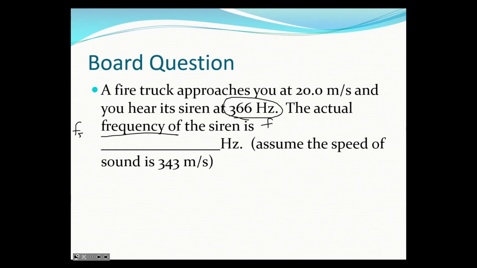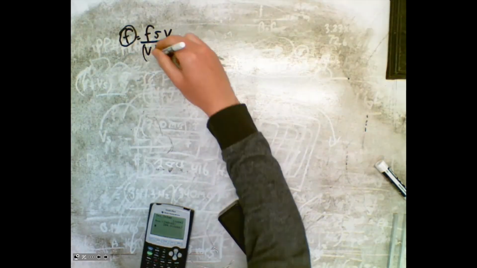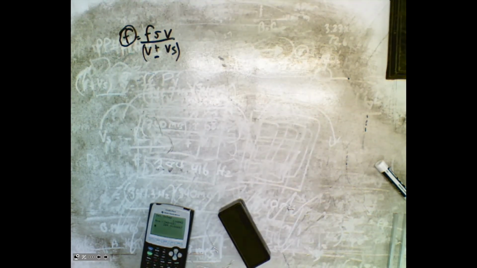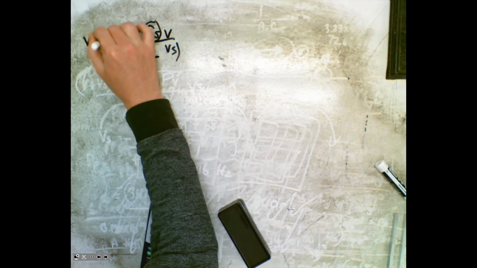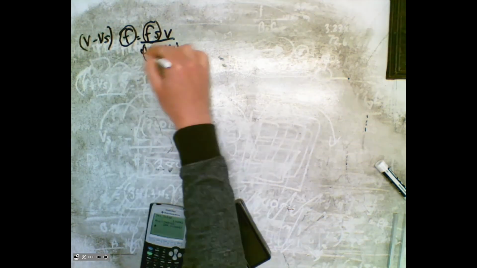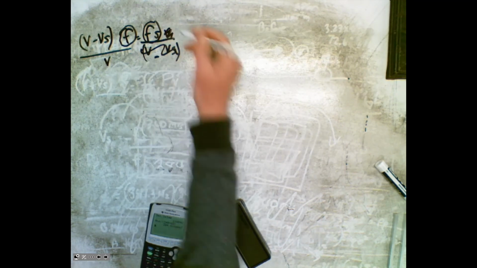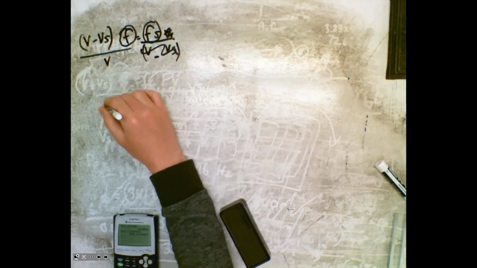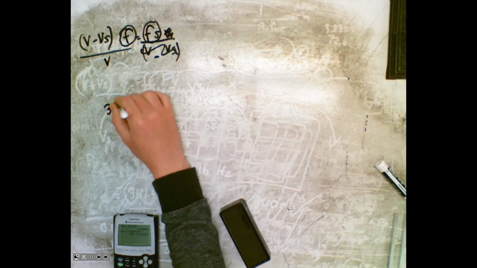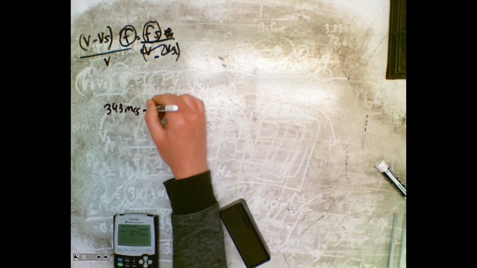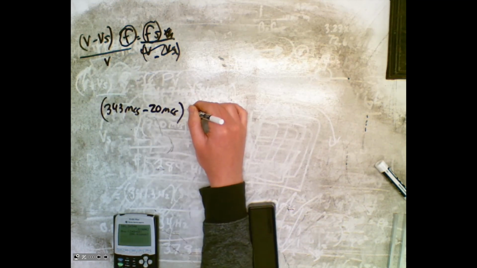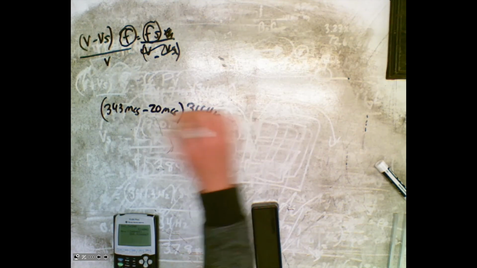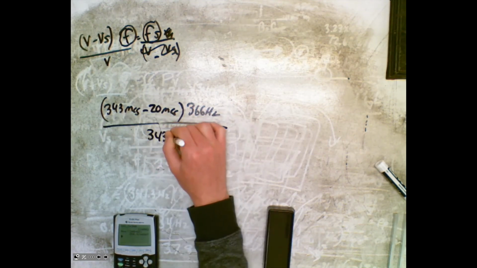So this one we will have to rearrange. So this is our formula again, it's plus or minus, and it says in the question that the fire truck approaches you. So that's going to be negative. And we are trying to find this. So we can move V minus Vs up top, and then we can move V down below. And that's what we would want. So V is the speed of sound, which is 343 meters per second in this question. The speed of the source is 20 meters per second. The frequency that we hear is 366 hertz. And then the speed of sound again is 343 meters per second.